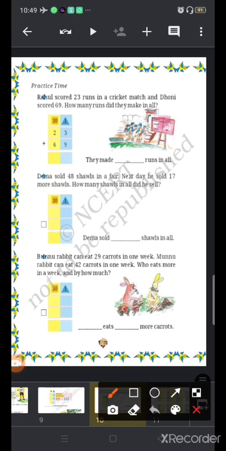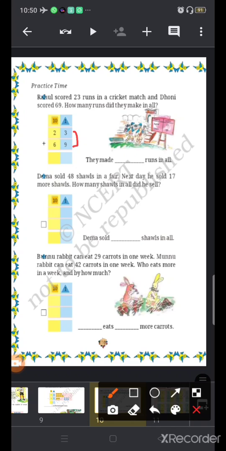23. So 2 is written in the place of tens and 3 is written in the place of ones. Same 69, 6 is written in the place of tens and 9 is in the place of ones. Okay, so first we'll add which place? Ones place, isn't it? So first we'll add these 3 and 9.